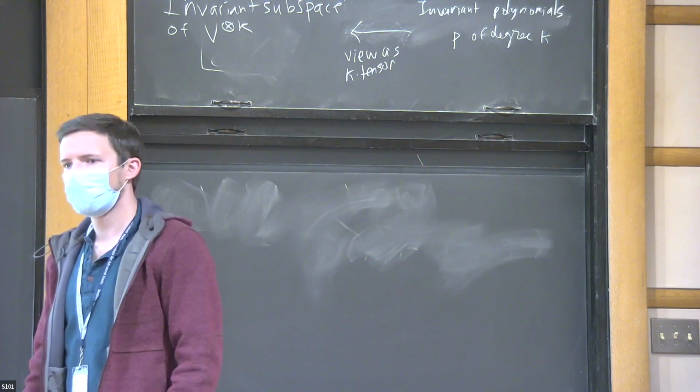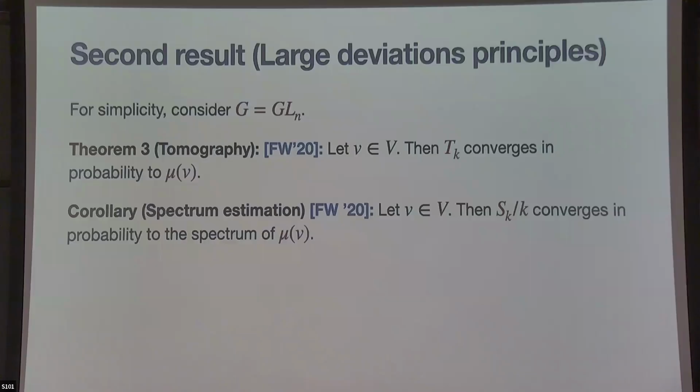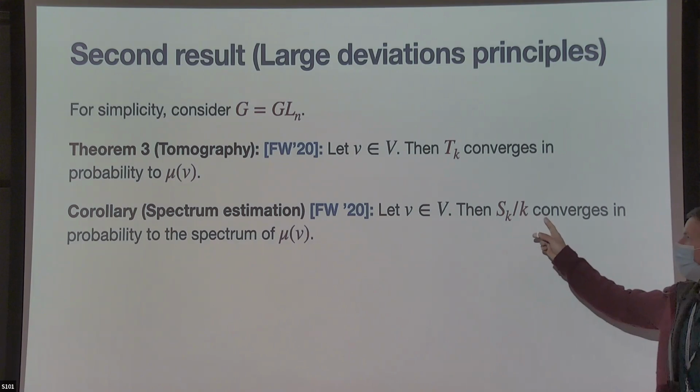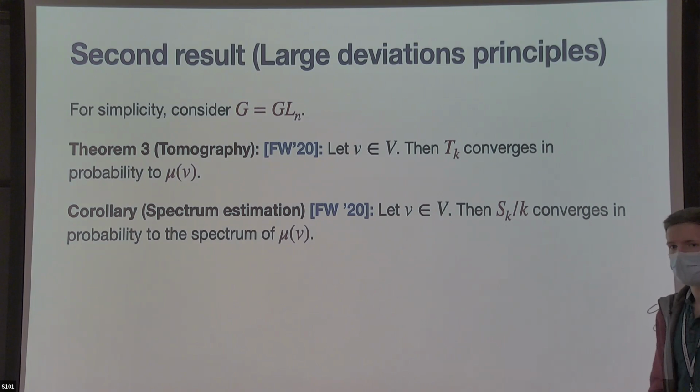What do you mean? So S_k over k is a random variable that gives you what? Where does it get its values? It's integer sequences. Yeah, that's right. So it's normalized, so it's rational sequences. And the spectrum is a vector of dimension n. Yes. So what do you mean by convergence to that in probability? You mean the delta at that?